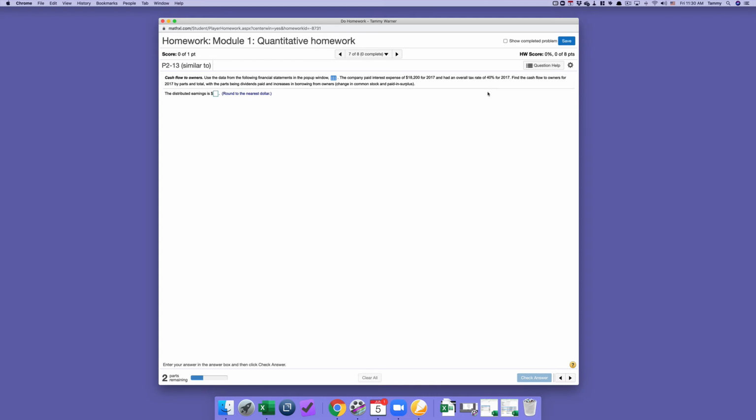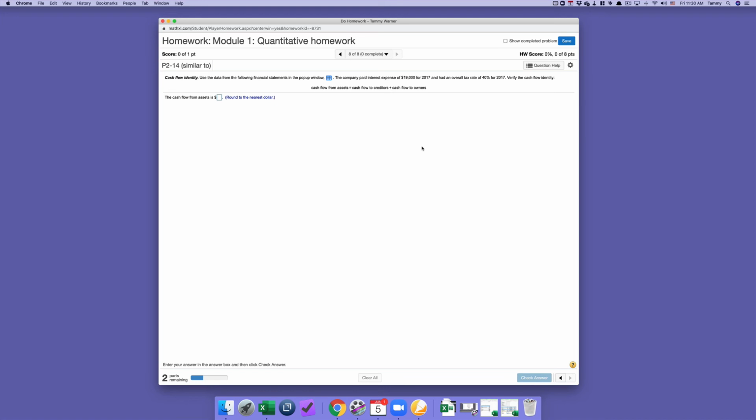Okay, and now we want to find the cash flow to the owners, likewise. And then use the data, interest expense, tax flow. So we want to verify that the cash flow identity is in place. So the cash flow from assets is going to be equal to the cash flow to the creditors and the cash flow to the owners.